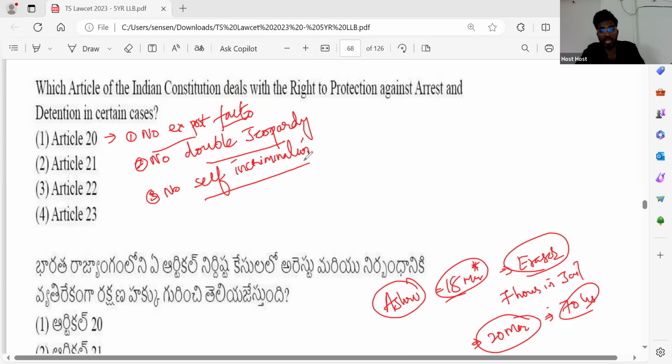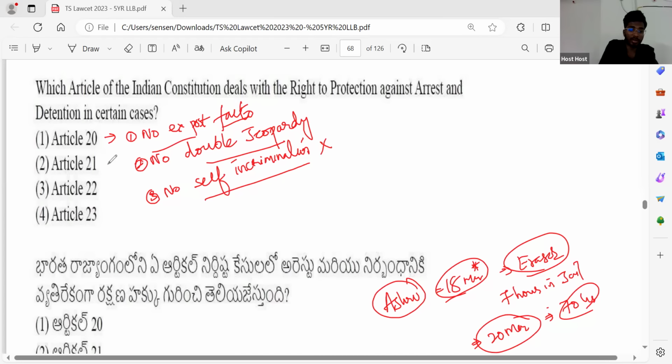Third one is no self-incrimination. This is generally done by the police. Whenever you are accused of any offense, the police will force you to say that you agree that you have committed this particular offense. So self-incrimination is forcing yourself to be a witness against yourself. The police will come and force you to tell that, okay, I have committed the offense. So self-incrimination is also not allowed. You cannot force the accused to say that I have committed the offense. If he has committed it, he will tell you. Otherwise, you should not force. Okay. That is Article 20.